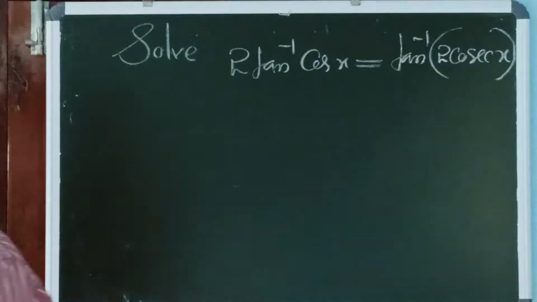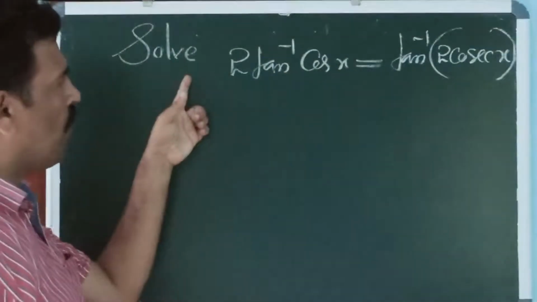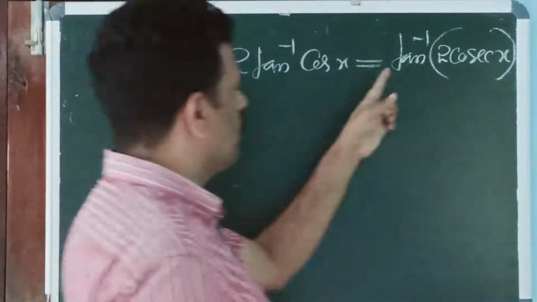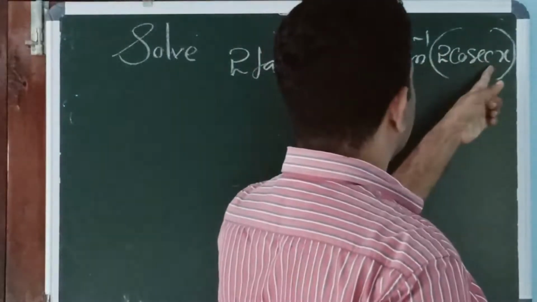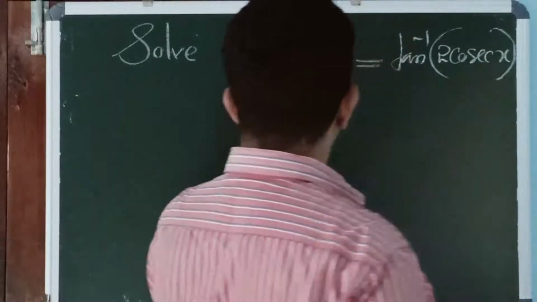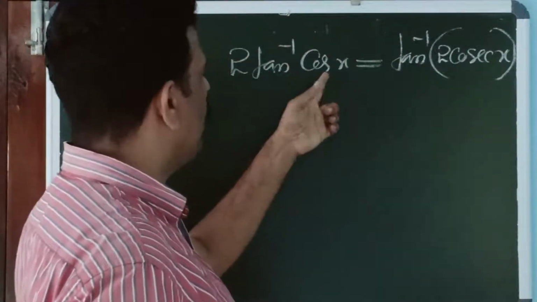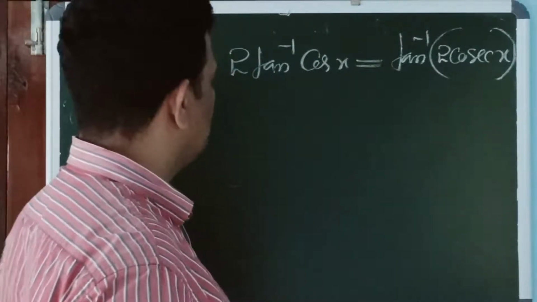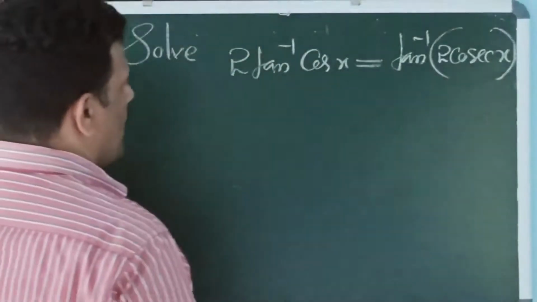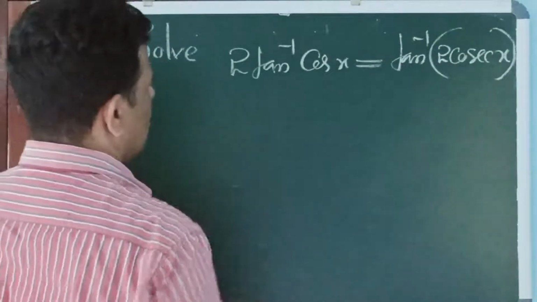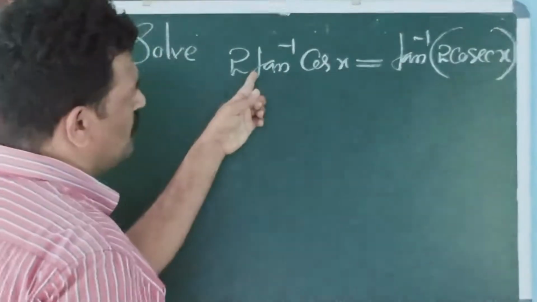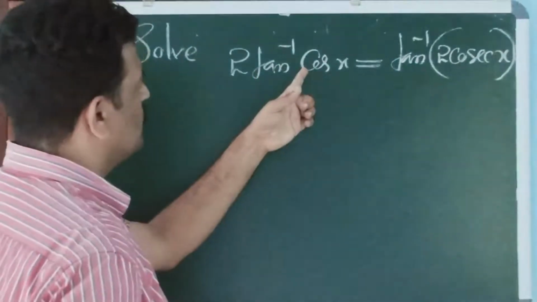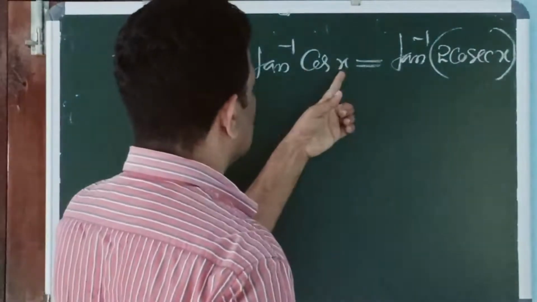Here is another question. Solve 2 tan inverse cos x equal to tan inverse 2 cosecant x. Our aim is to determine the value of x. Solve means find the value of x. Therefore, applying the sixth property, which says that 2 tan inverse x equals tan inverse 2x by 1 minus x square.